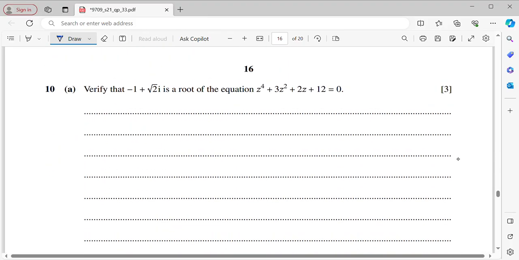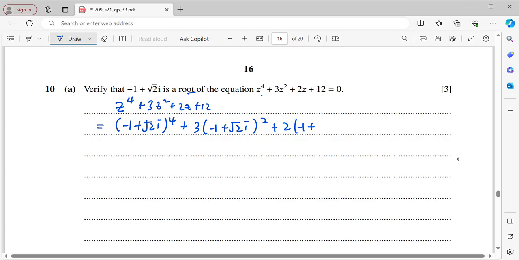Okay, now question 10. Verify that minus 1 plus root 2i is a root of the equation. So I need to replace the z by -1 plus root 2i, because root means the z value.